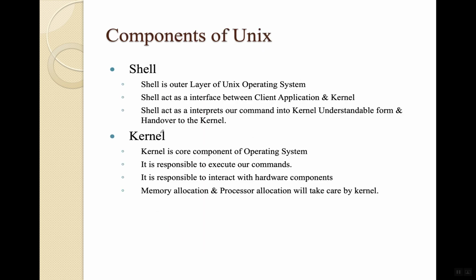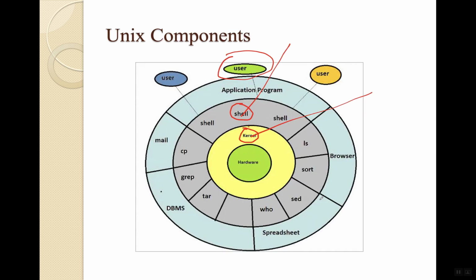Once it is handed over, the kernel is responsible to execute our commands. So the real action will be performed by the kernel in order to interact with your hardware. It is responsible to interact with the hardware components also. And memory allocation and processor allocation, everything will be taken care of by the kernel. This is the difference between the shell and the kernel. Now you know what a Unix operating system is and how many flavors are available. This is a Unix component diagram, or an architecture diagram.